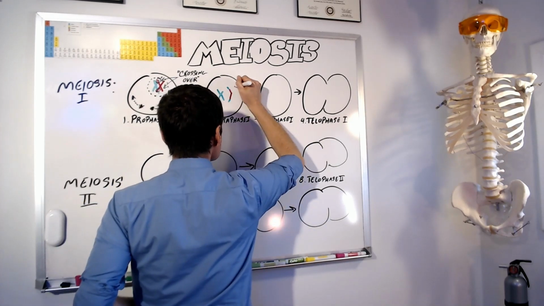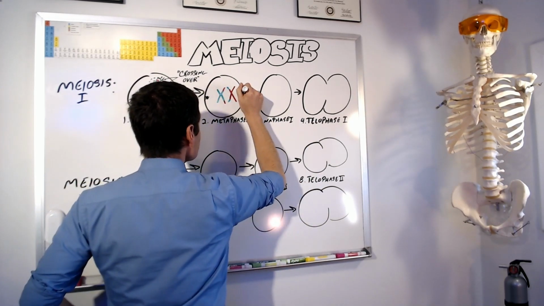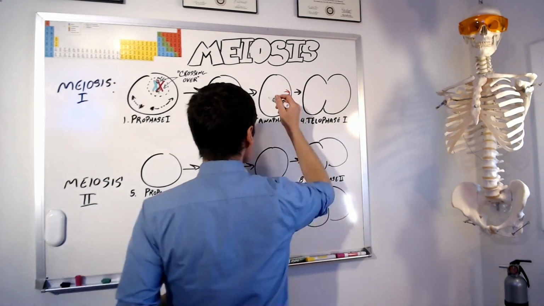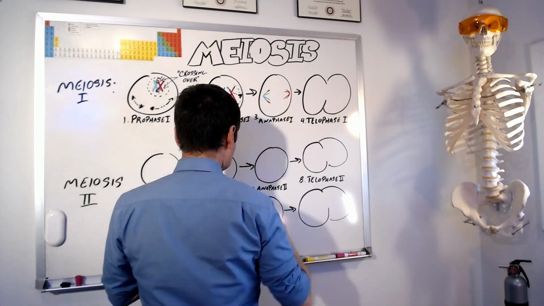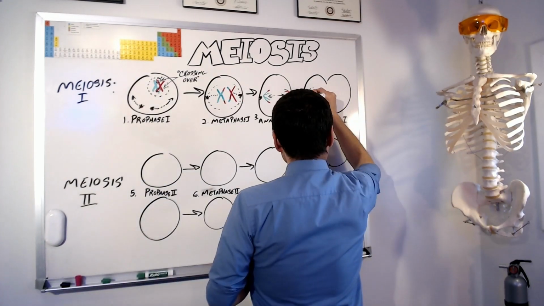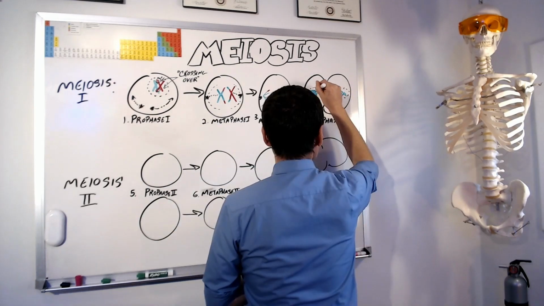In metaphase 1, we have random assortment of chromosomes, meaning that it's entirely random which daughter cell is going to receive which parental chromosome. Thanks to the genetic recombination of crossing over, each daughter cell at the end of this process will be genetically unique and distinct from the other daughter cells.